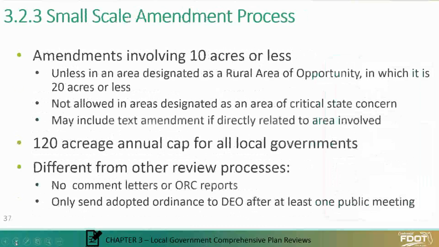The next and final amendment review process that I mentioned was the small-scale amendment process. Now, reviewers may not usually see this one. This is primarily between DEO and the local government. Small-scale amendments are those amendments that are typically 10 acres or less, unless they're in an area that's designated as a rural area of opportunity, which was the previous rural areas of critical economic concern, or RACEC areas. They're underneath the REDI program, which is the Rural Economic Development Initiative program.